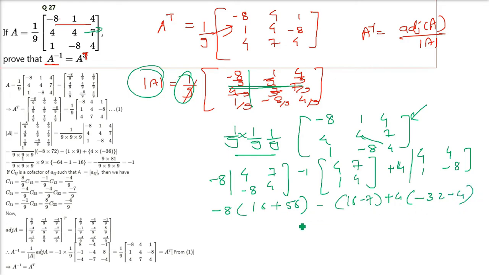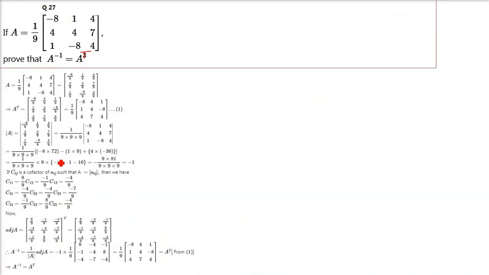Rather than going into the detail of simple mathematics, I'm just going to tell you the answer. Once you compute it, you will know that this answer will come as -1. So the determinant of A, we fix it and finalize it to be -1. Once you have done it, now we have to find the adjoint of A. Determinant of A we have already found out.